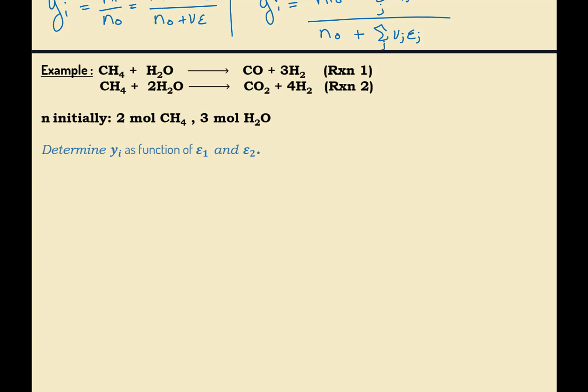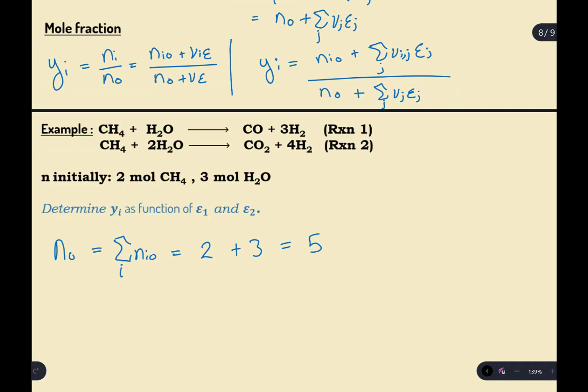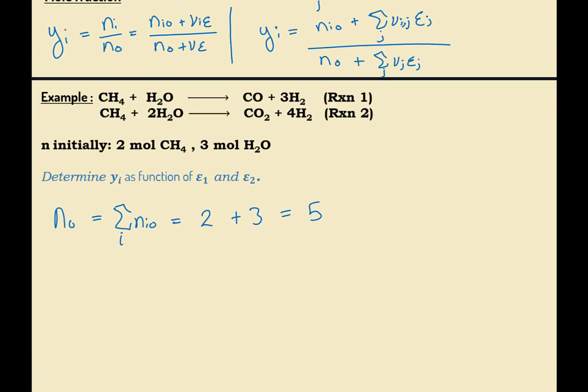Right, so we're going to find the initial sum of moles that we have. So this will be the sum of all species in our system. In this case, we have 2 moles of methane and 3 moles of water. That gives me 5. Alright, so we found that. What else do we need?